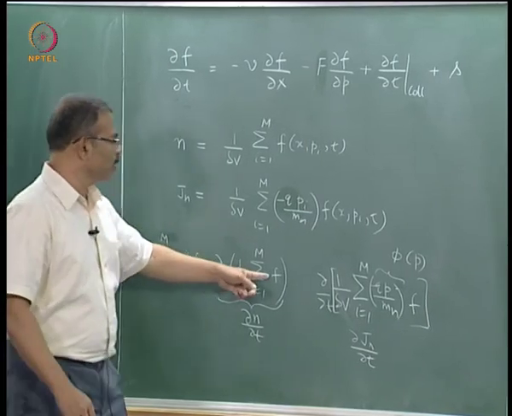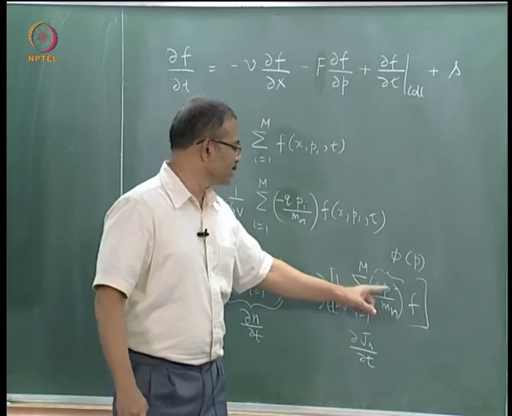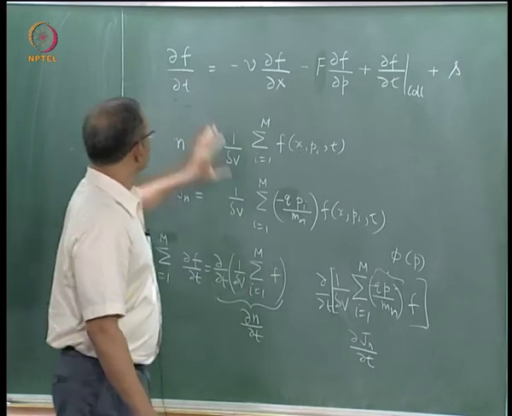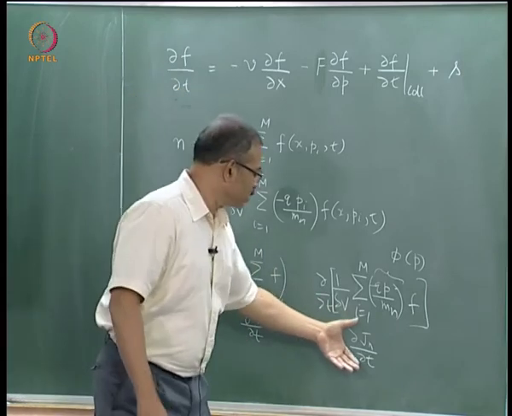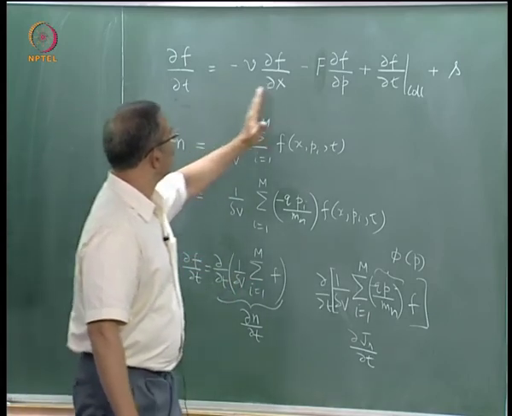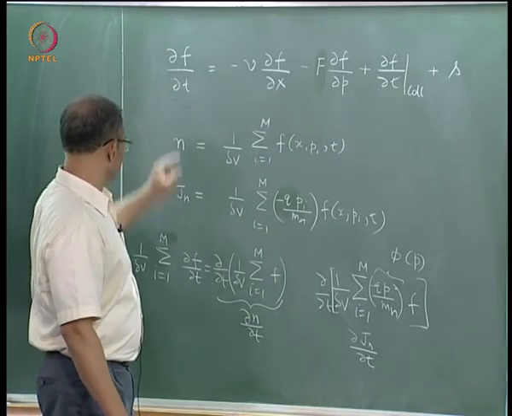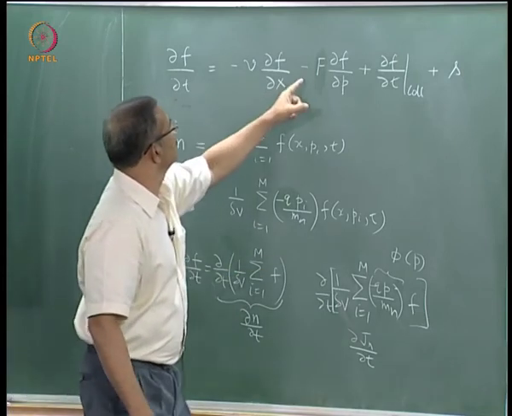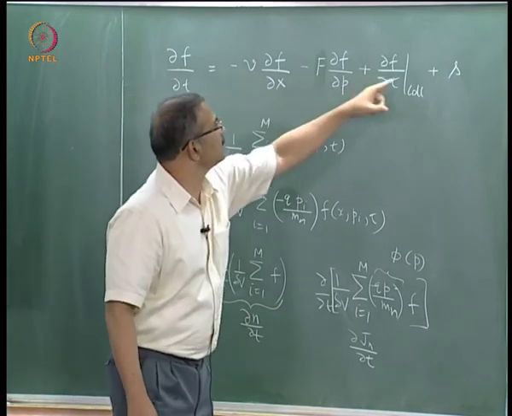In this case the phi of p was simply equal to unity 1. Here phi of p is minus q into p by mn. So this is how I can convert the left hand side into dou n by dou t or dou Jn by dou t. Now what I will have to do is multiply all the terms by the appropriate function. For example, if I want to write an equation for dou n by dou t, I am multiplying everything by 1. So these terms remain as it is, and then I have to sum all of them over the states.